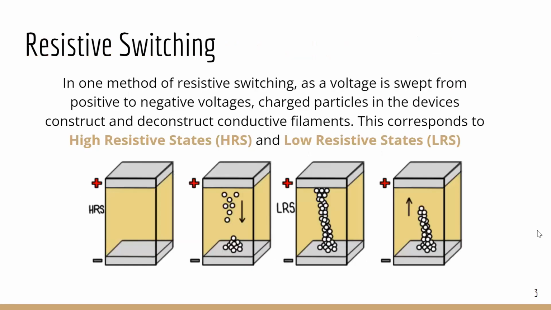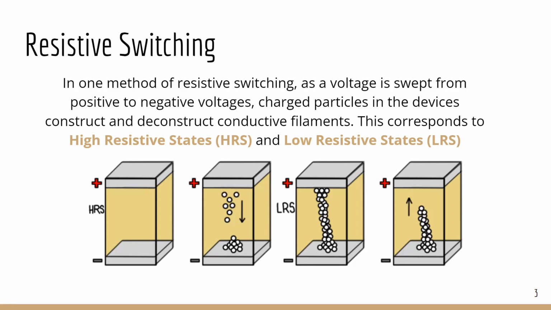So resistive switching, at least one method of it, occurs as alternating electrical biases are sent through the device, and in this case, conductive filaments are constructed and deconstructed within the device. These are known as the high resistive states and the low resistive states.